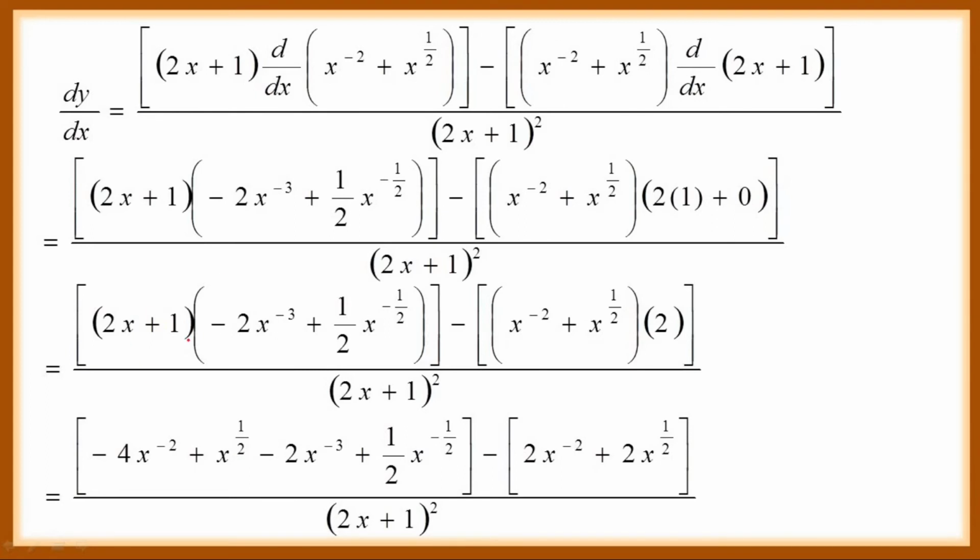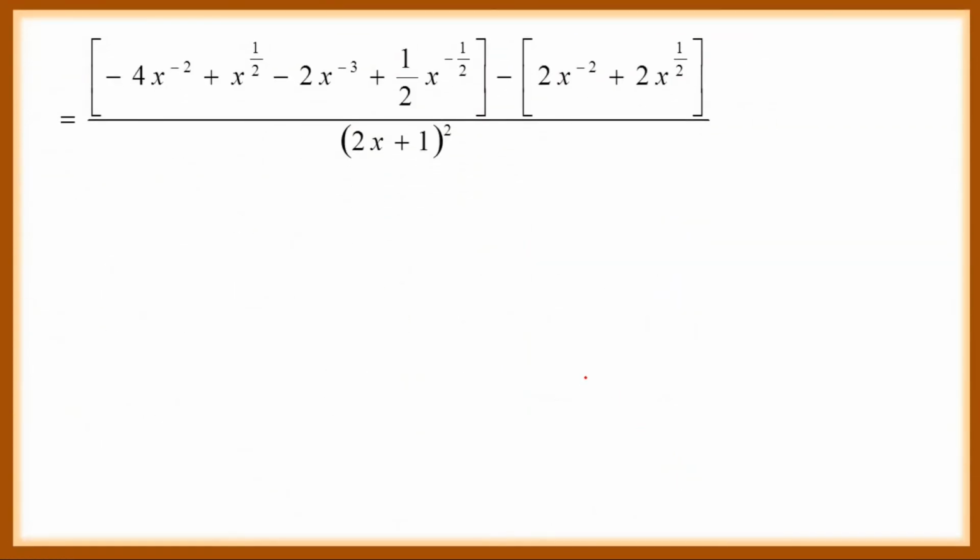Ito, 1 na lang pala to. So, medyo madali. We only have to copy the term. So, 1 times negative 2x raised to negative 3, that is still negative 2x raised to negative 3. And then, 1 times 1 half, x raised to negative 1 half, ay 1 half x raised to negative 1 half. Minus, this is just times 2, so this is equal to 2x raised to 1 half. Tuloy natin.